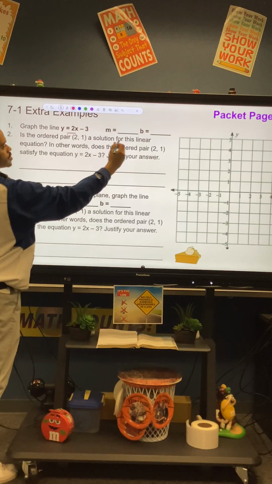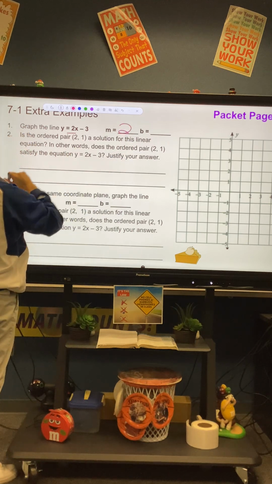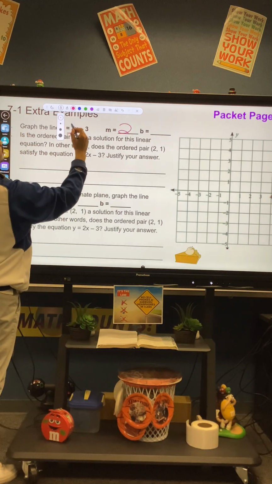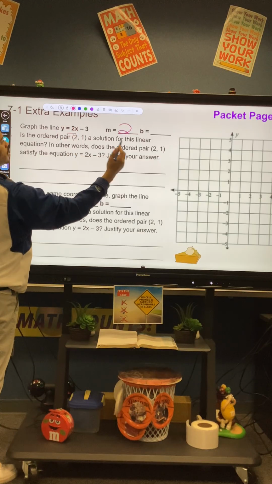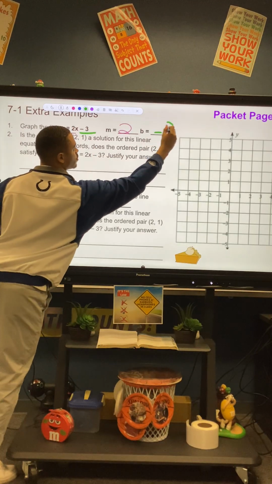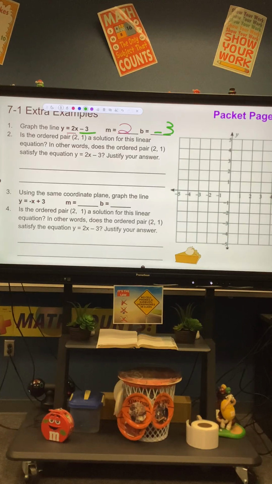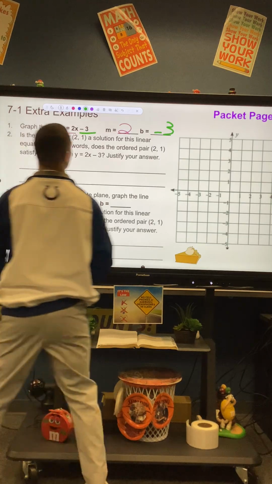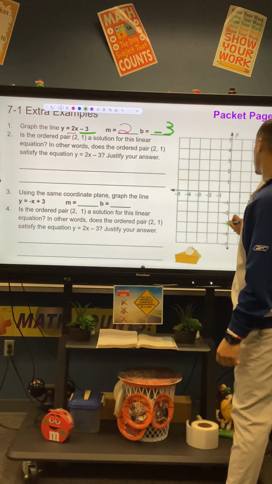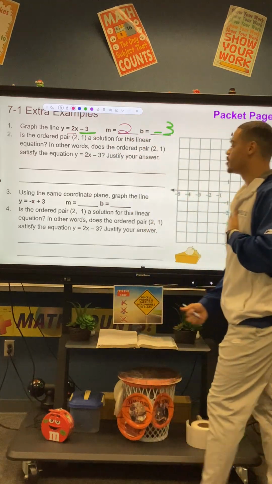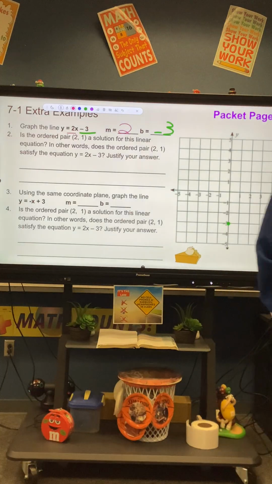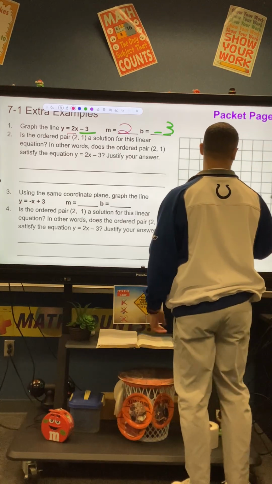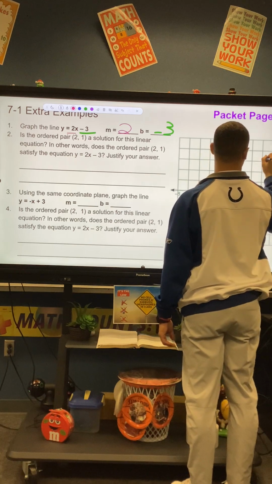My m value is this 2. And my b value is going to be this -3. So when I go to graph, I start here at 0, -3. And you'll notice for me today, and for pretty much the rest of this lesson, I'm going to put points for every point so that I can make sure my lines are straight, so we know what the intersection point looks like. But from here, I go up 2 to my right 1, up 2 to my right 1.